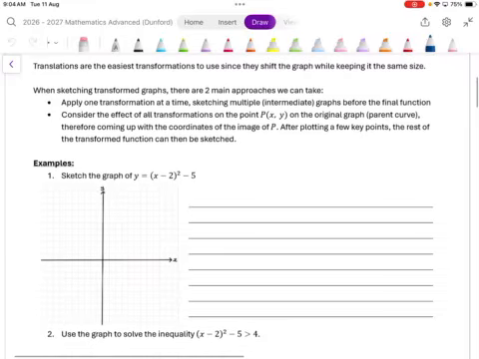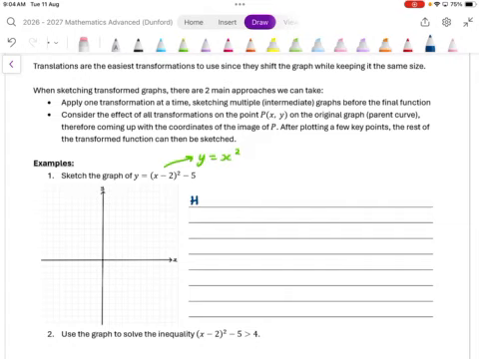So what we have to do for the first one is sketch the graph of y equals (x minus 2) all squared minus 5. Who can tell me what my parent function is here? y equals x squared is my parent function. Okay, so what we have is y equals (x minus 2) all squared minus 5. What are the transformations that have happened to y equals x squared?